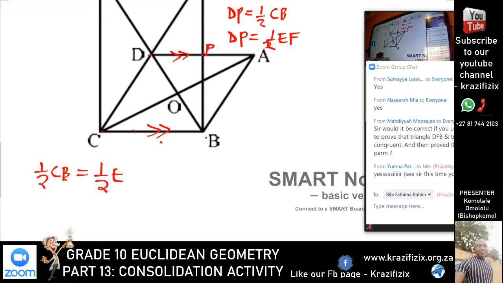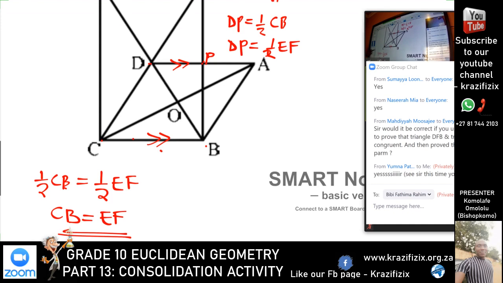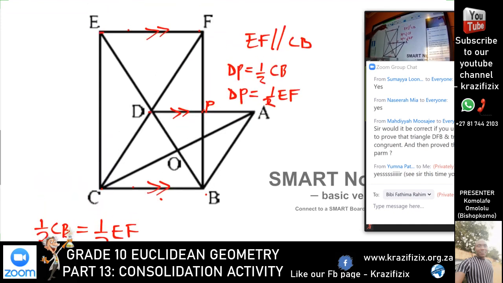I hope you understand, because both of them are equal to DP. Divide both sides by half. What do you have? CB is equal to EF. What have we proven? We have proven that one pair of opposite sides are parallel, and that pair of opposite sides is also equal. Therefore, it is a parallelogram. There are so many ways to prove it, like Madia is suggesting, we prove that these are congruent.